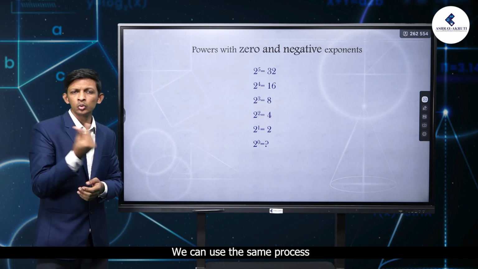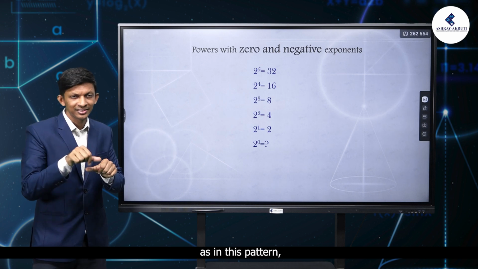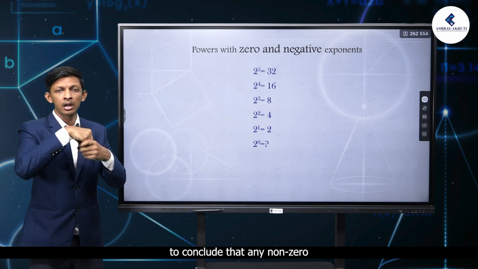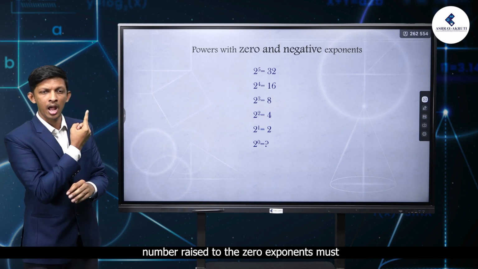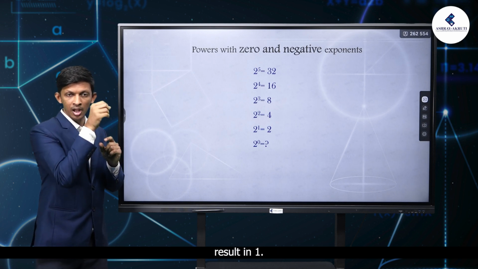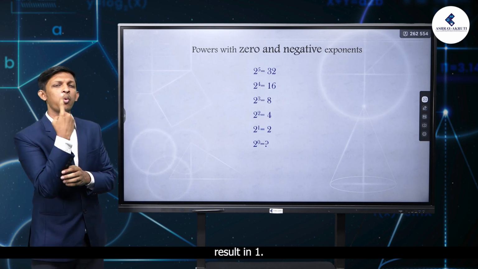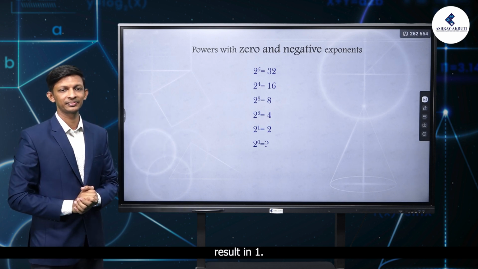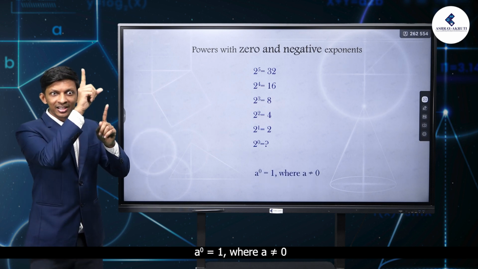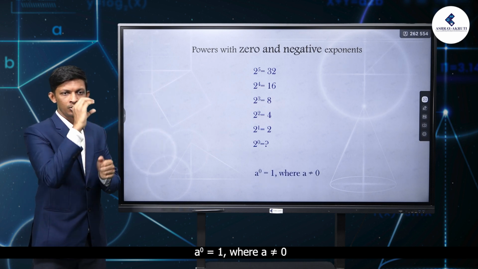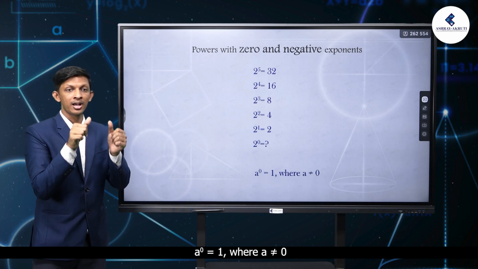We can use the same process as in this pattern to conclude that any non-zero number raised to the 0 exponents must result in 1. Thus, a to the power of 0 is equal to 1 where a is not equal to 0.